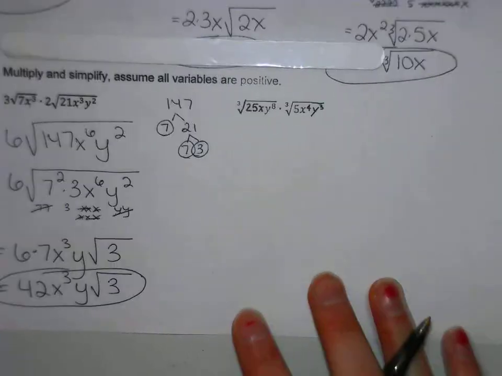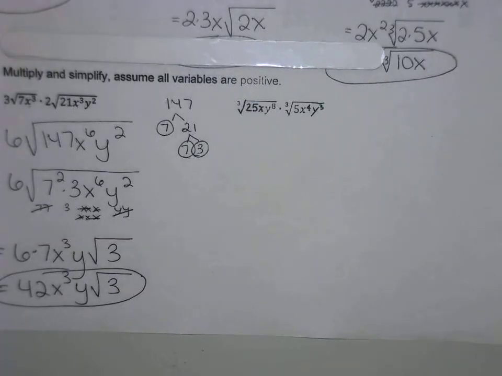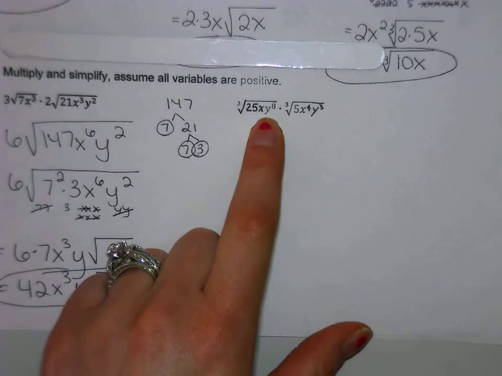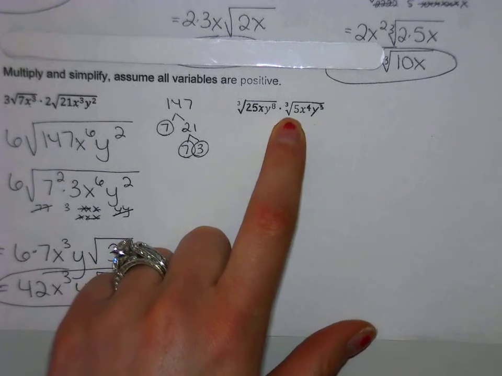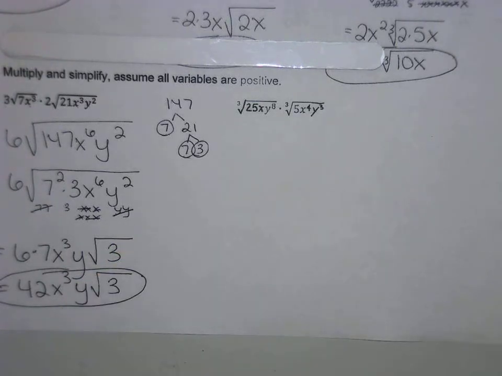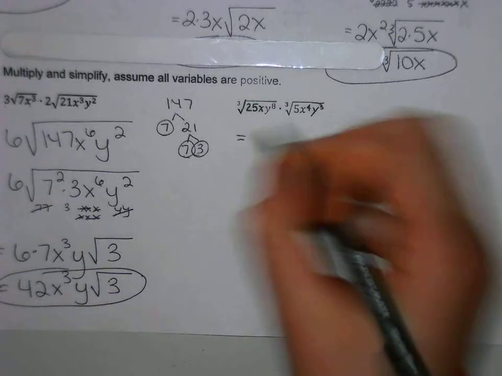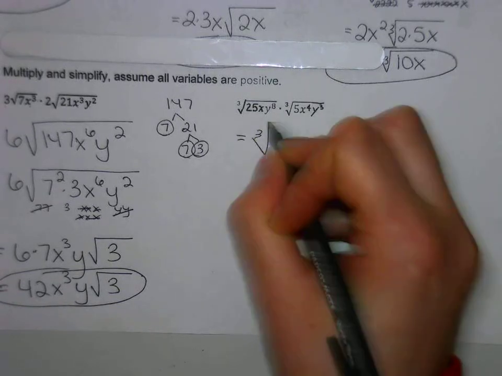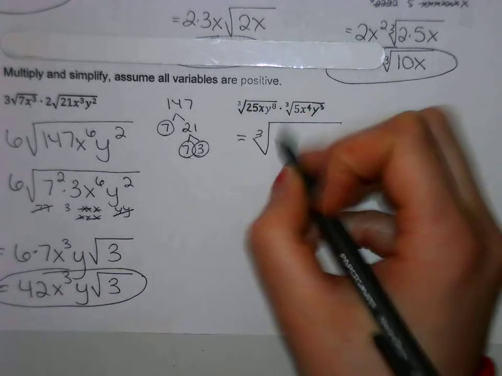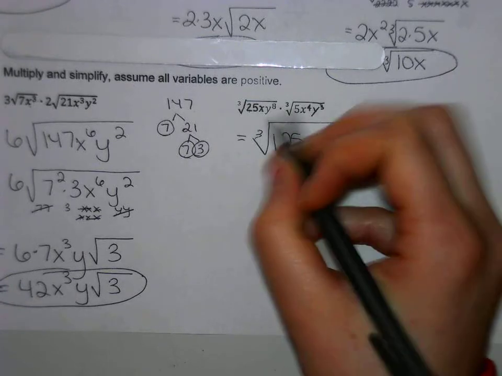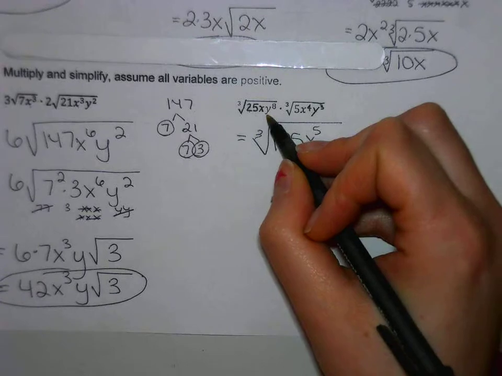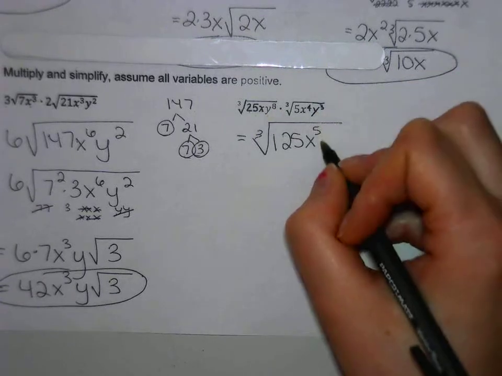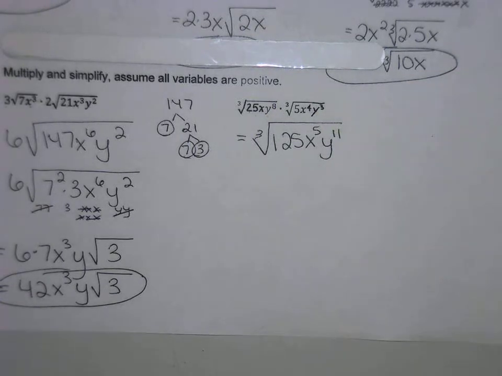So let's take a look at this problem. We have the cube root of 25 x y to the 8th times the cube root of 5 x to the 4th y to the 3rd. So first, if we multiply, we still have the cube root. 25 times 5 is 125. X times x to the 4th is x to the 5th. Y to the 8th times y to the 3rd becomes y to the 11th.